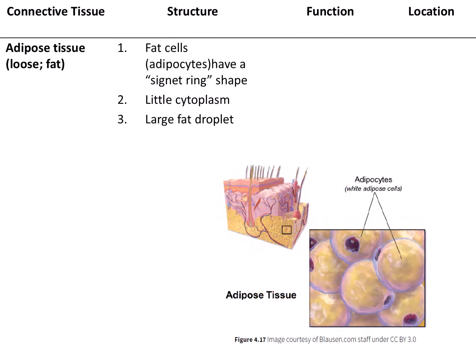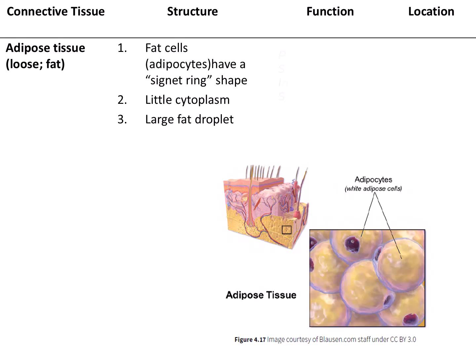Adipose tissue is also loose connective tissue. This is also known as fat. Adipose tissue consists of adipocytes. Adipocytes have what we call a signet ring shape. Think like a solitaire diamond engagement ring. The nucleus is pushed off to one side, and they have this very large fat droplet that makes up most of the cytoplasm of the cell.